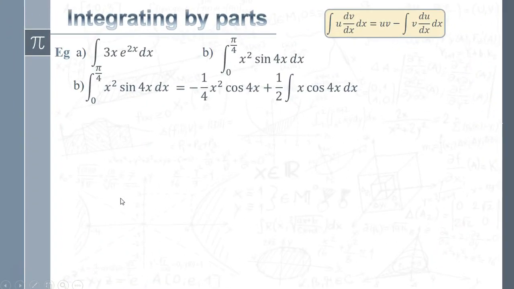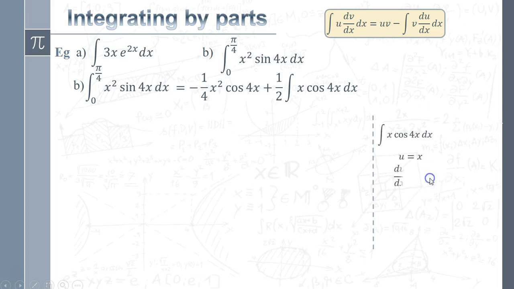So let's do that. That's what we had from last time. Notice at the moment I'm not worrying too much about my limits. I'm going to plug those in later on. Let's just have a look at what we get from integrating this bit here. So I'm going to tootle off to the right hand side and do a quick bit of integrating on x cos 4x. So off we go again.